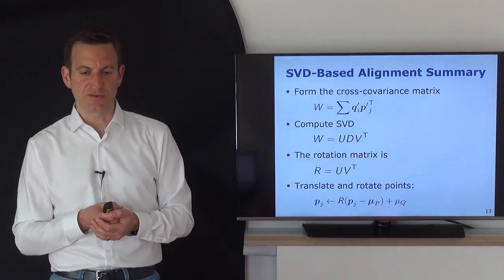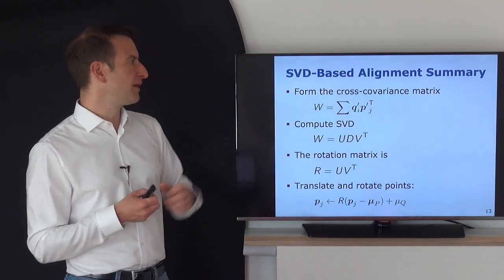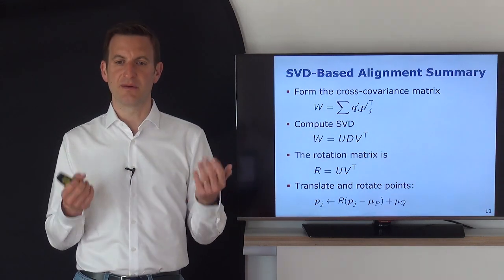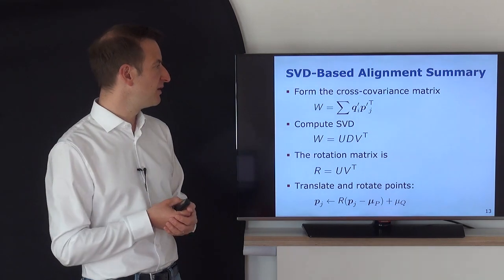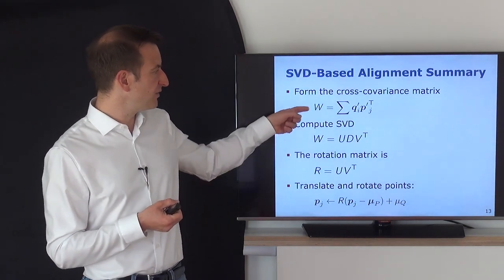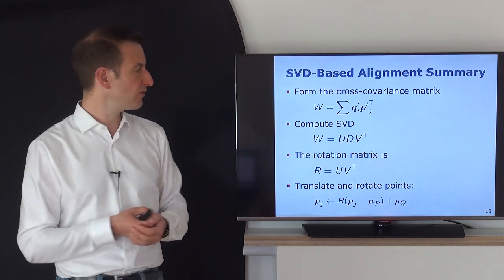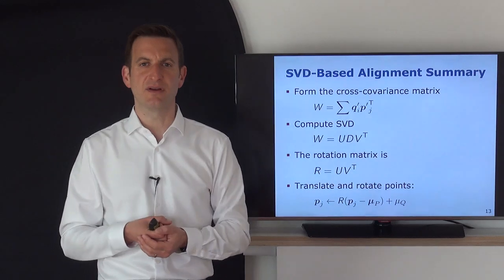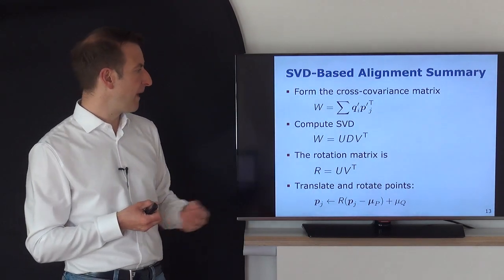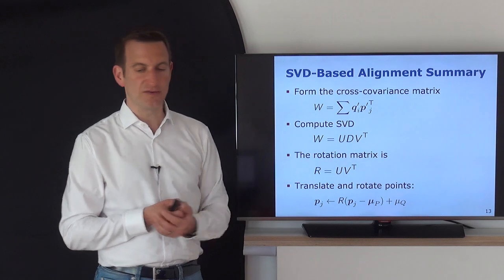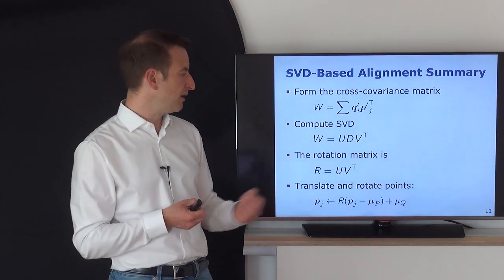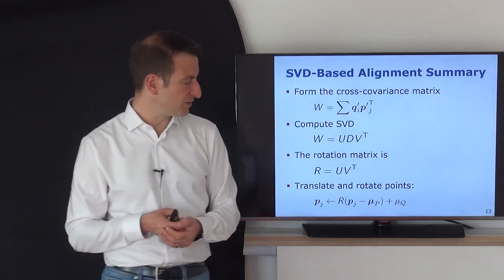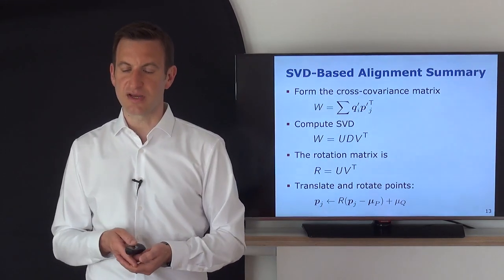So as a short summary of how the alignment works, we need to build our cross-covariance matrix. Very easily done: we apply vector multiplications and sum them up over all corresponding points. Then we need to compute the singular value decomposition. Based on the result, using the matrices U and V transpose, we can compile the rotation matrix, and then we can use this information to perform the translation operation.